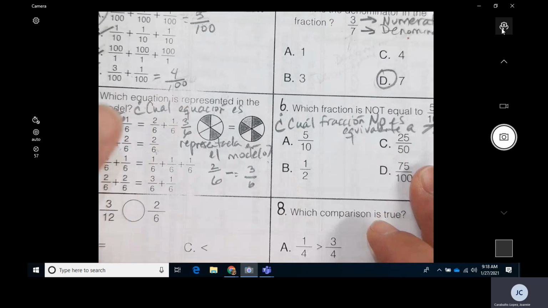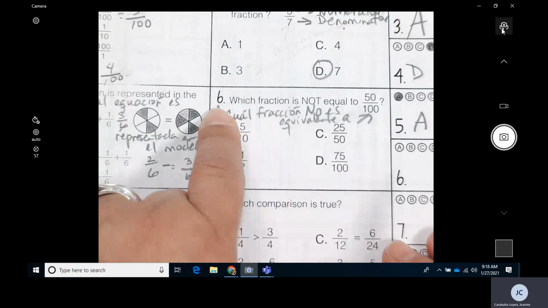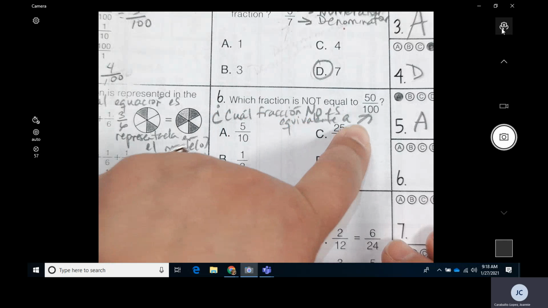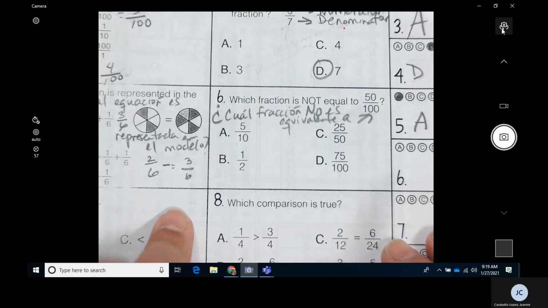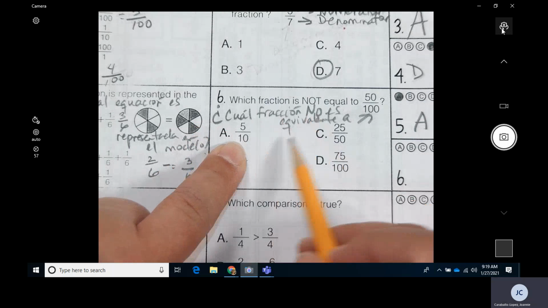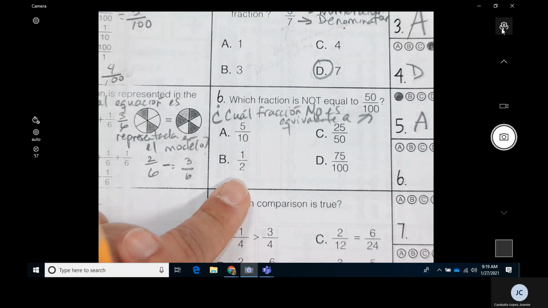It's 6, all right? So we see 6. It says, which fraction is not equal to 50 hundredths? ¿Cuál fracción no es equivalente a 50 centésimas? So, entonces, vamos a mirar aquí. ¿Qué es una manera que yo puedo comparar estas fracciones? How can I compare these fractions? ¿Qué hemos estado haciendo? We can multiply. What other way could we do this?